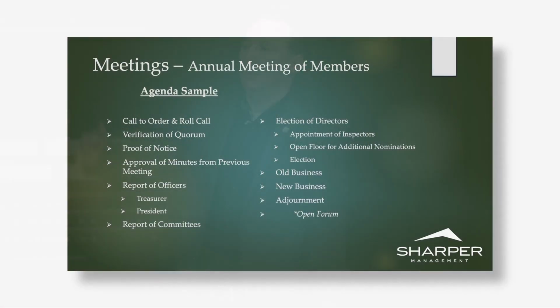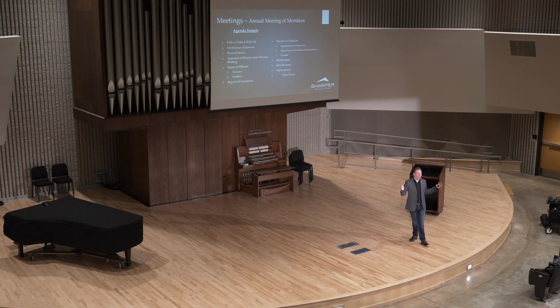So what are those agenda items? You're going to call the meeting to order. You're going to verify that you had quorum, that you met quorum, so it's an official meeting. The manager's usually going to say that, we fulfilled the requirement notice, so it was mailed out between 21 and 30 days. The next thing you're going to do is approve the minutes from the previous annual meeting.